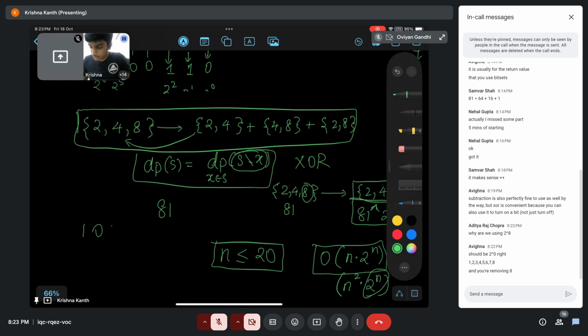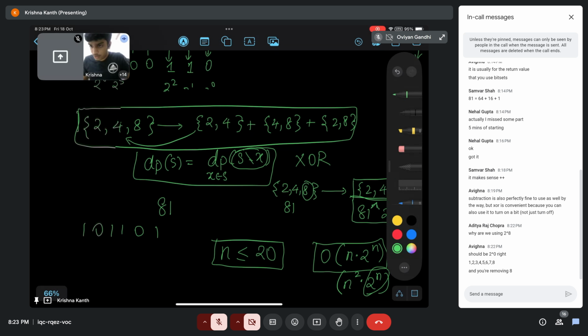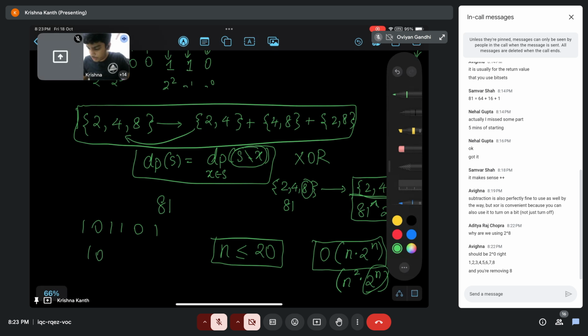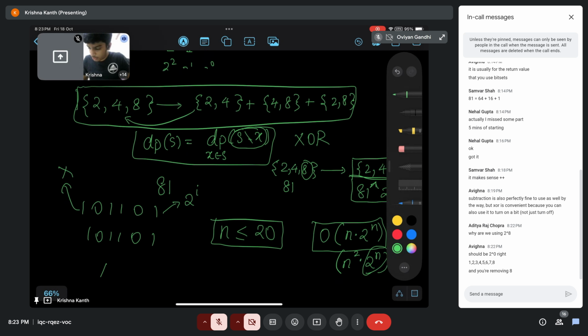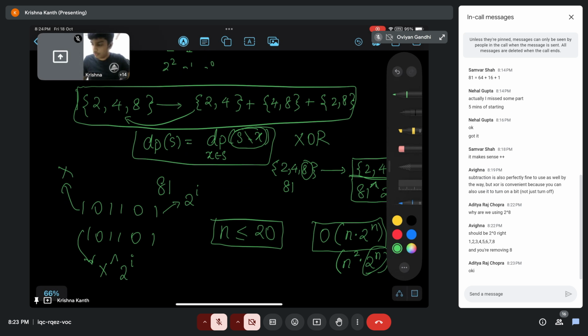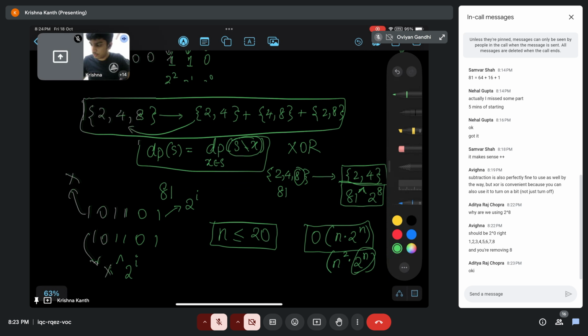If you have a subset like this, and you want to get a subset without the last element, then whatever position this was, let's say 2 to the power i, you would XOR this value. Let's say this has a value of x, then this would have a value of x XOR 2 to the power i. Is it clear? Okay. I'm sorry for the mistake.